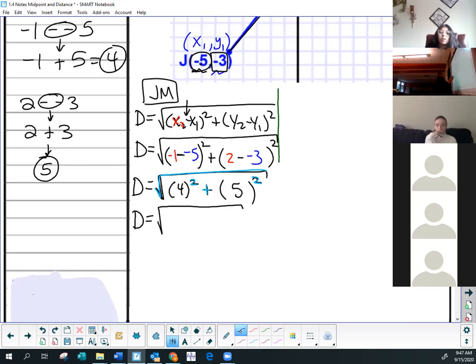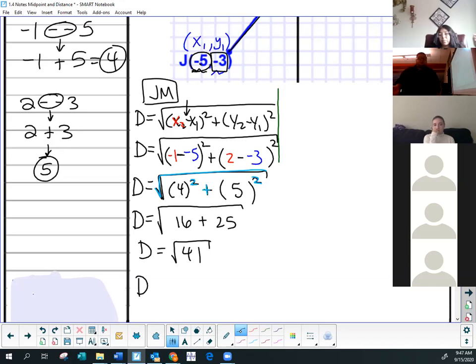What is 4 squared? 16. Okay, what is 5 squared? 25. So the distance between J and M is defined to be the square root of 16 plus 25, which would be 41. I know that number is not going to be a whole number, because no whole number times itself is going to make 41.